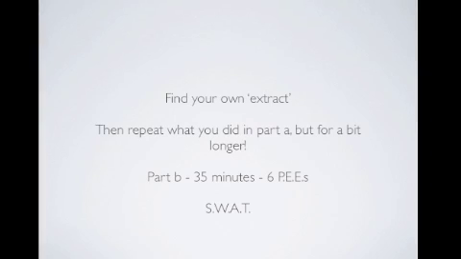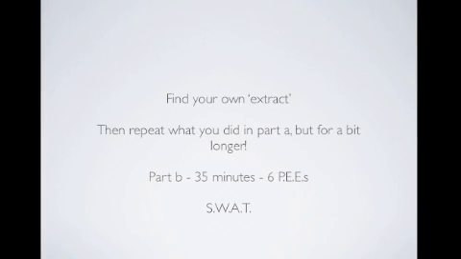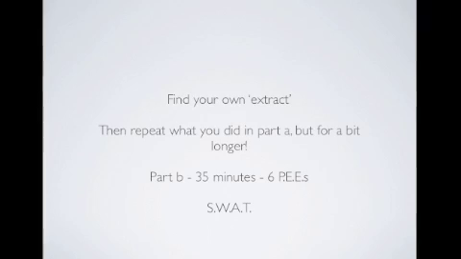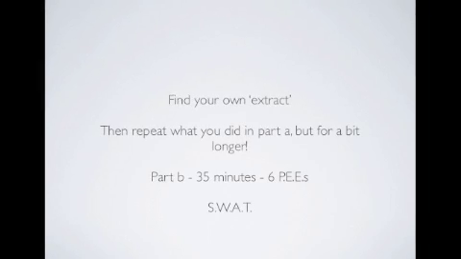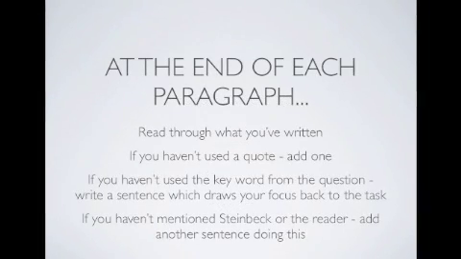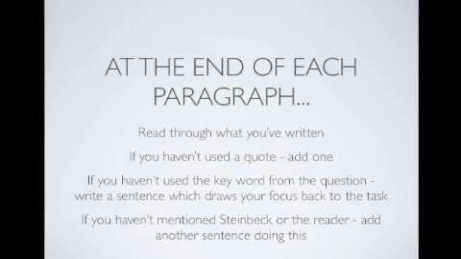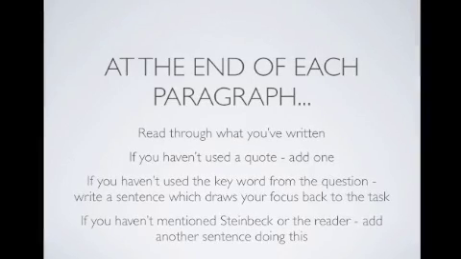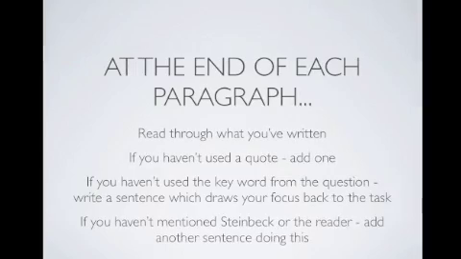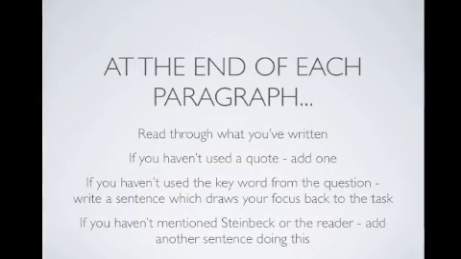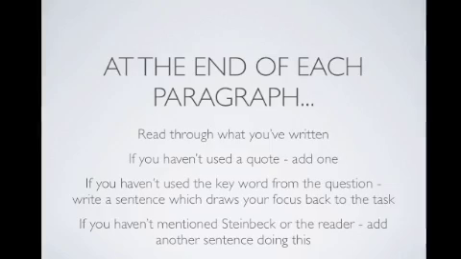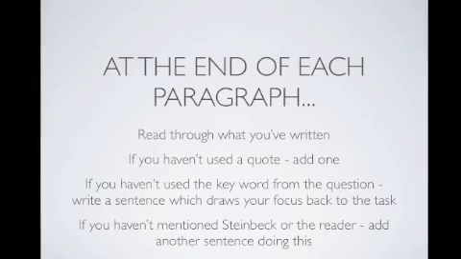And then as you read, you do what you did for part A, highlight language features. This time you're going to need a few more because it's worth more marks. And again, at the end of each paragraph, you need to read through what you've written to check that you are focused on the question. If you haven't used a quote, you must add one. And just check that you've mentioned Steinbeck and the effect on the reader.